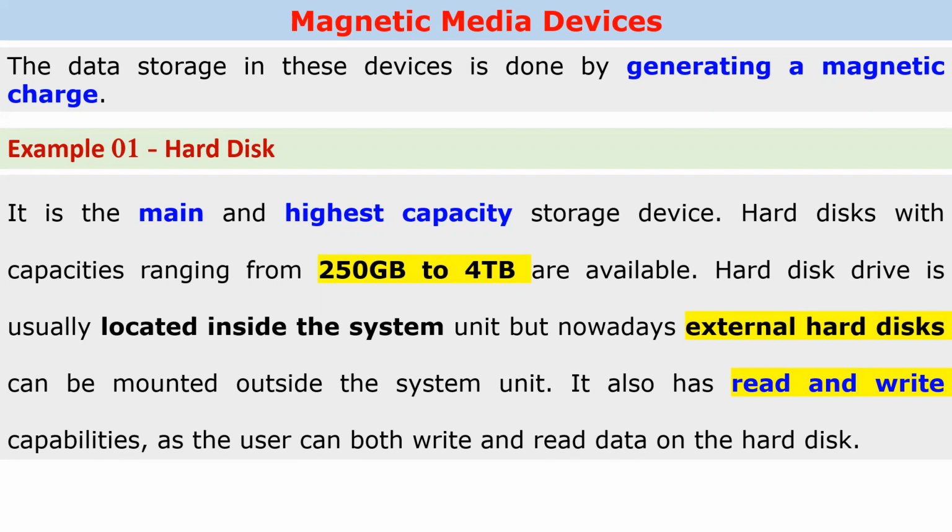The earliest version of the hard disk was actually 80 megabytes. Then 100 megabytes, 200 megabytes. In that way, those types of hard disks were also available. Actually, today there are some hard disks available that you can fix outside the system unit also. That is called an external hard disk.